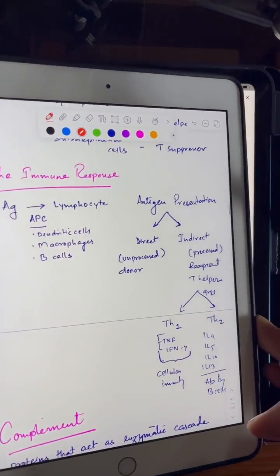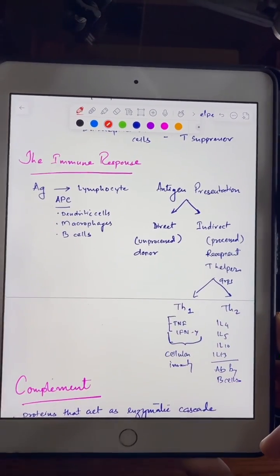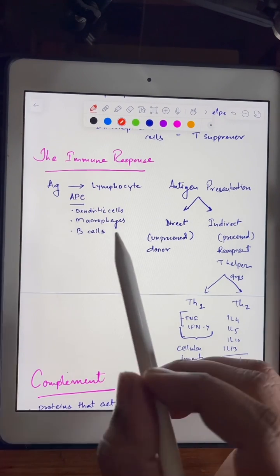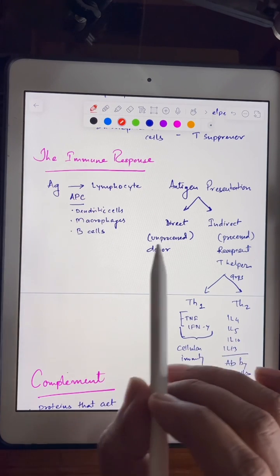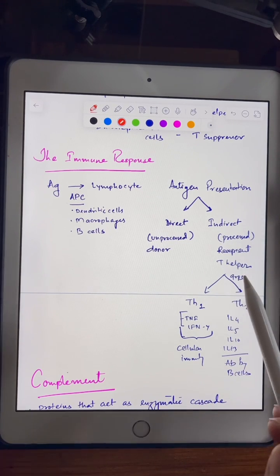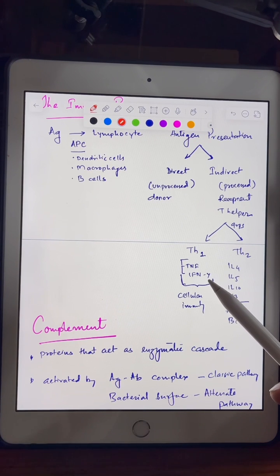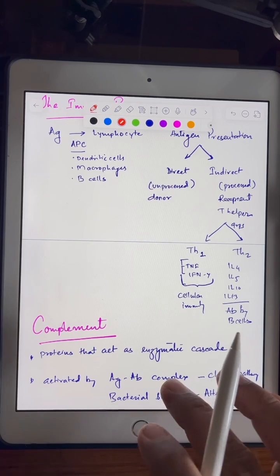Now let us see what the immune response is. How is the immune response produced? Antigens are handled by lymphocytes and antigen-presenting cells: dendritic cells, macrophages, B cells. Antigen presentation is direct, unprocessed from the donor, or indirect, processed. T helper 1 cells produce tumor necrosis factor and interferon gamma for cellular immunity. T helper 2 produces interleukin 4, 5, 10, leading to antibodies by B cells.